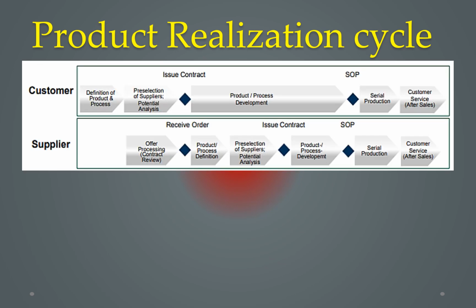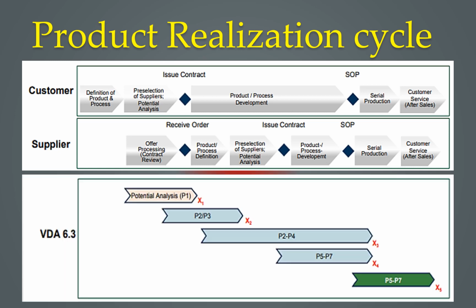We have seen the structure of VDA 6.3 elements. Now let's see how it relates to the product realization cycle. This is a typical product realization cycle, talking about various phases of the development. If you see VDA 6.3, various elements are placed according to their applicability in the product realization cycle.